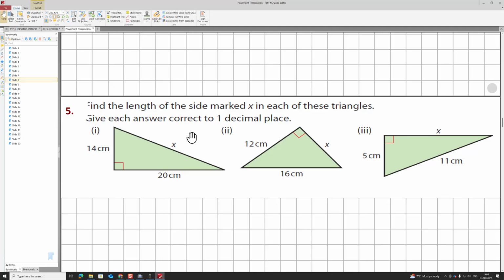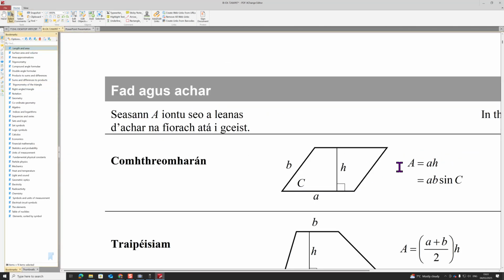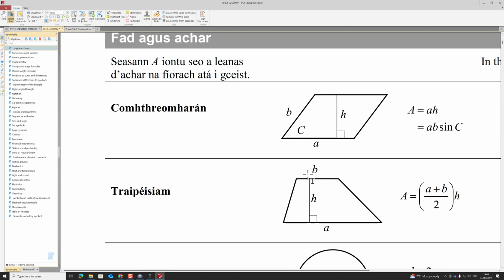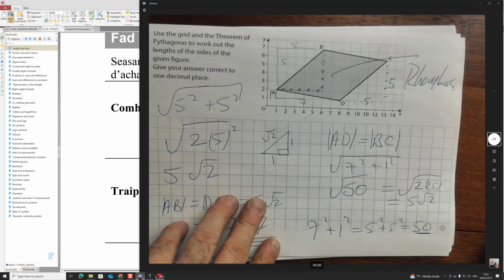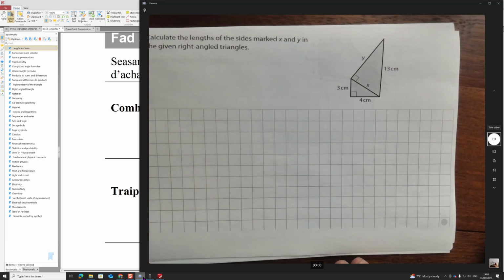You won't find rhombus in the tables. You will find a parallelogram in the tables, way up here. Okay, and there's our friend the trapezium. Okay, how are we doing? We've 11 done, we're going on to 12.